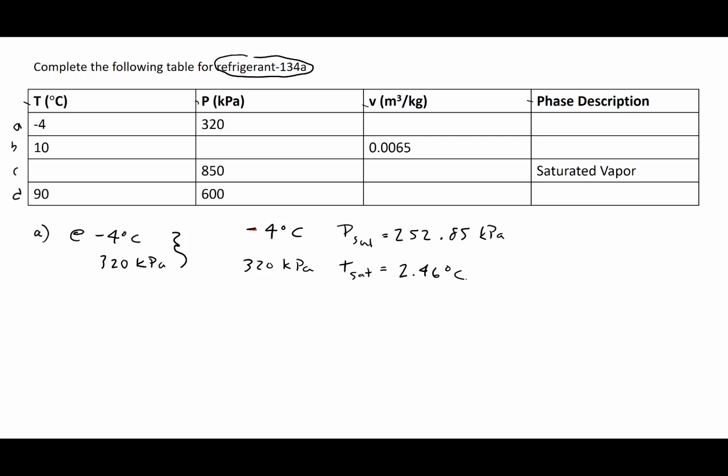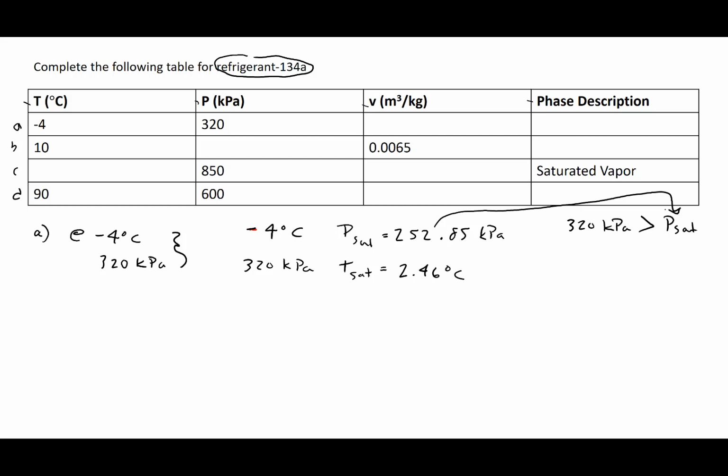So if we look at our given pressure, first of all, the pressure, 320 kilopascals, is greater than Psat. So 320 kilopascals is greater than Psat at that temperature, because Psat is 252.85 kilopascals at -4 degrees Celsius.